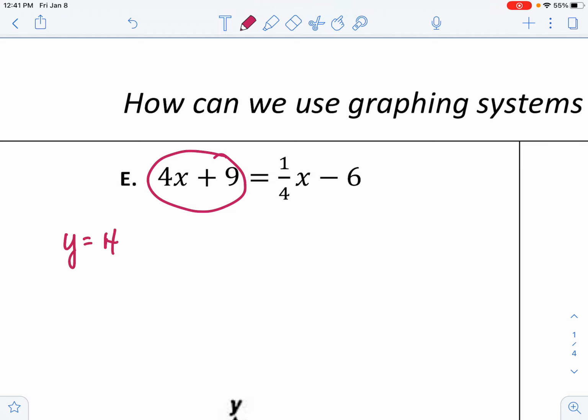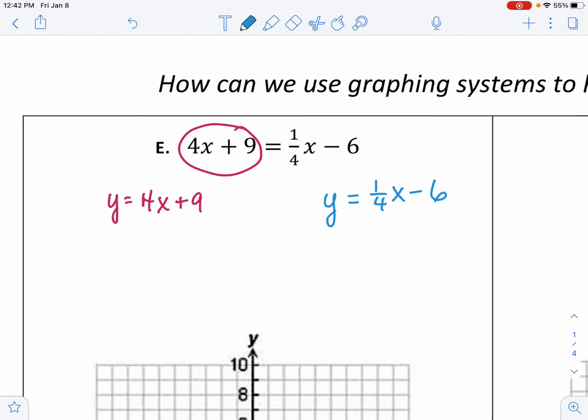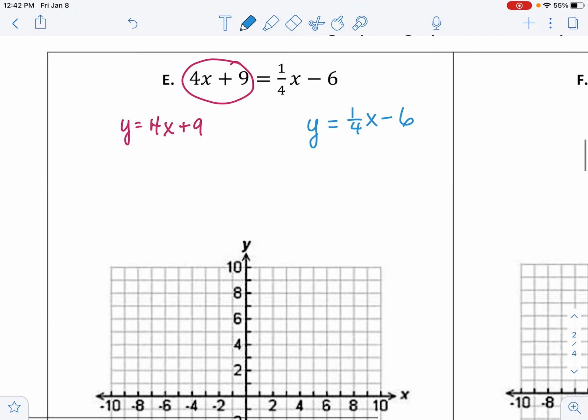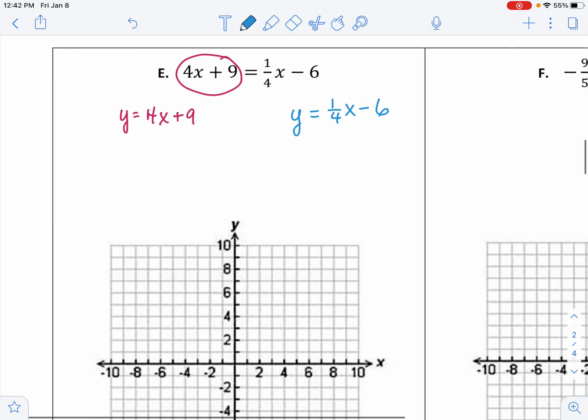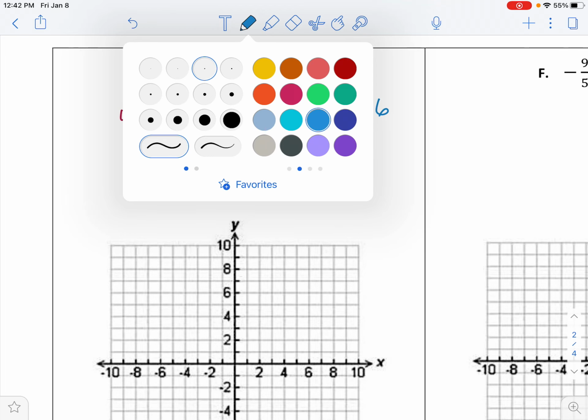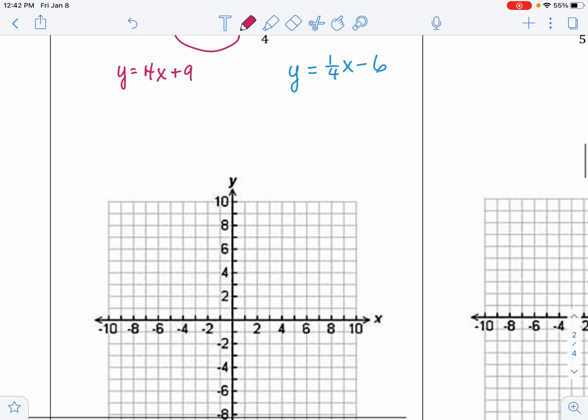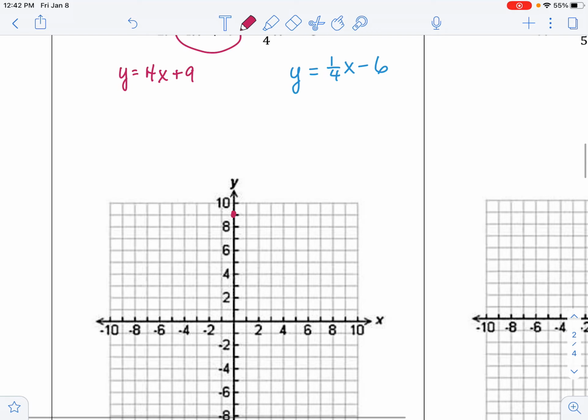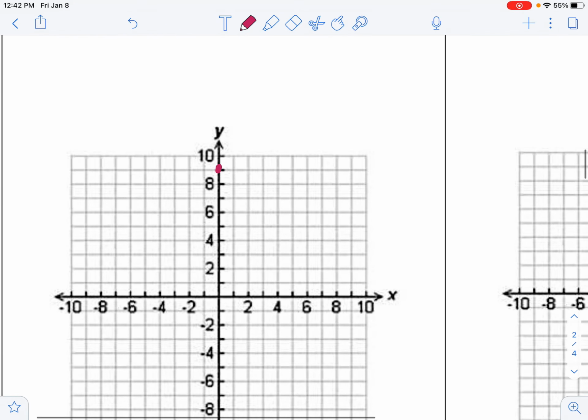So y equals 4x plus 9. And then take the other side of the equation, set it equal to y. y equals 1/4 x minus 6. And then when you graph those two equations, watch what happens. This is super cool. So if we graph the one on the left, 4x plus 9, that's a y-intercept of 9 and a slope of 4.